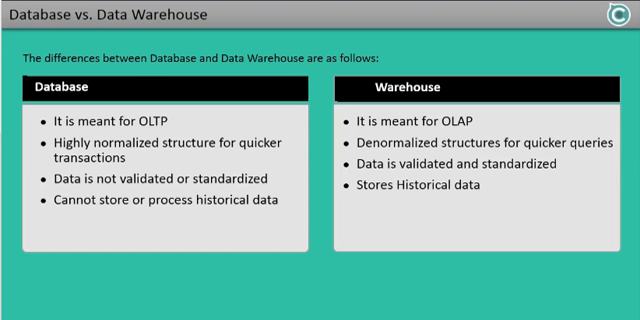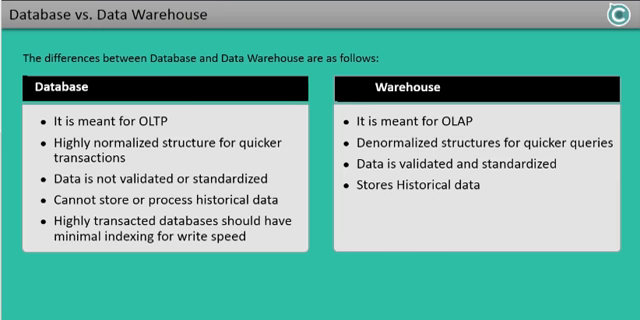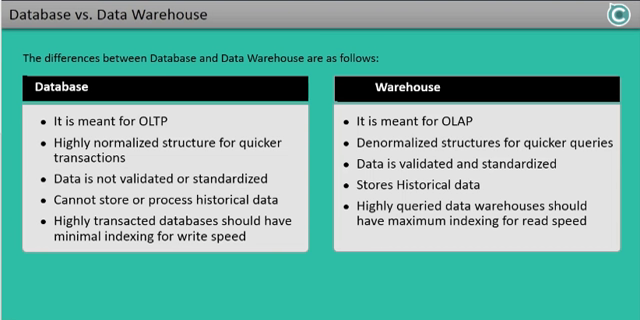Finally, another major difference is in how indexes are used. In OLTP databases, a minimal indexing strategy is recommended so that writes to the database are not bottlenecked due to the frequent index rebuilds. On the other hand, data warehouses are meant for querying and therefore should have indexing for all appropriate columns. Let us discuss the uses of data warehouses in the next screen.